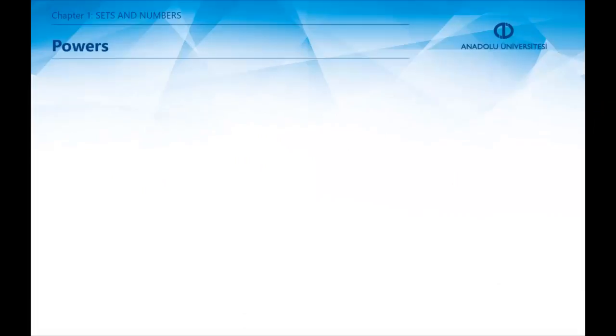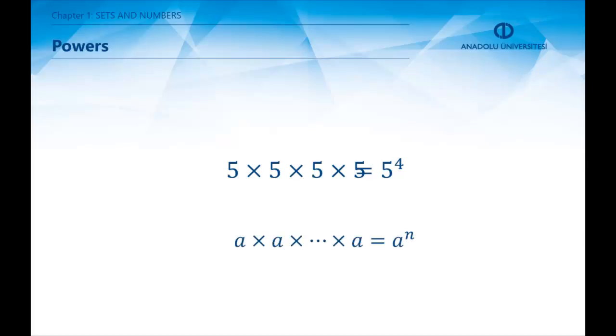We may now talk about the powers of numbers. The powers are a useful notation to denote very large and very small numbers. For example, the product of four 5s, 5 times 5 times 5 times 5, can be denoted by 5 to the 4, which saves a lot of time and space in writing. For an arbitrary n, we may denote a to the n and mean that we are multiplying the number a by itself n times. In this notation, a is the base and n is the exponent.